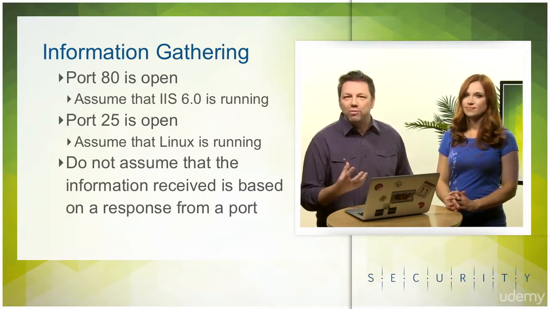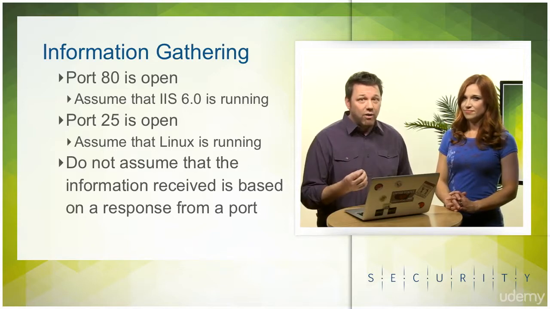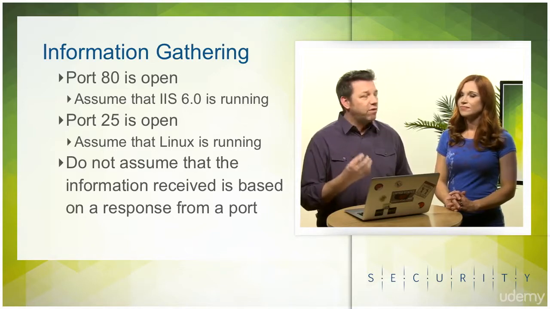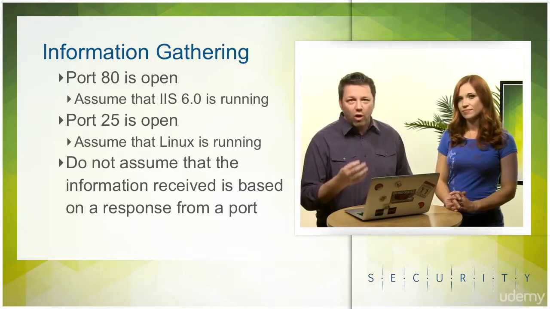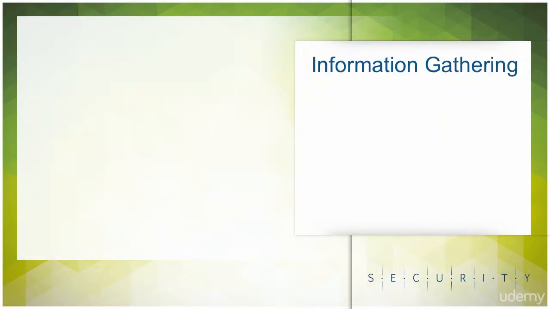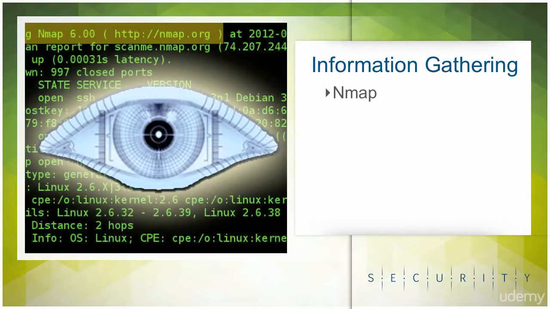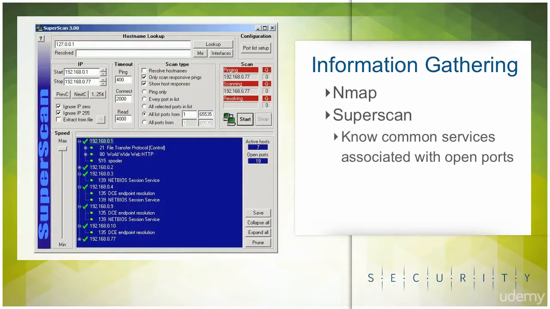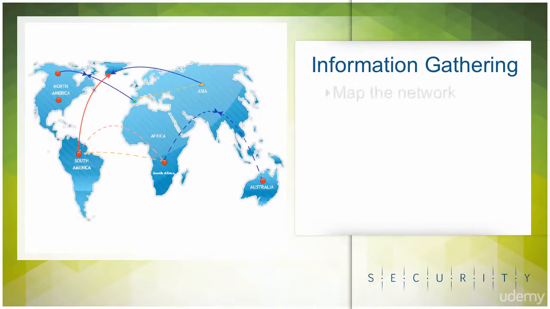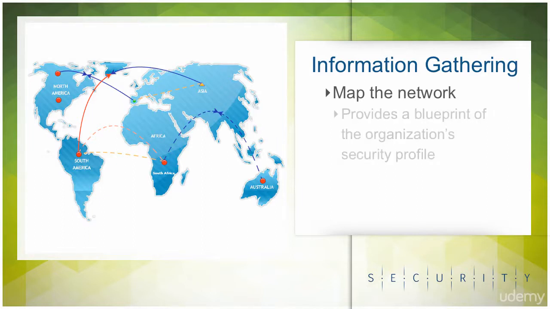You cannot assume that the information received in a banner grab is based on a genuine response from a port. The system may be giving you falsified information, so you are assuming that this information is correct. You can use Nmap, Superscan, etc. to get to know common services associated with open ports. With the information you have, you can try to map the network. The map provides the hacker with a blueprint of the organization's security profile. This compilation could be manual or automated.